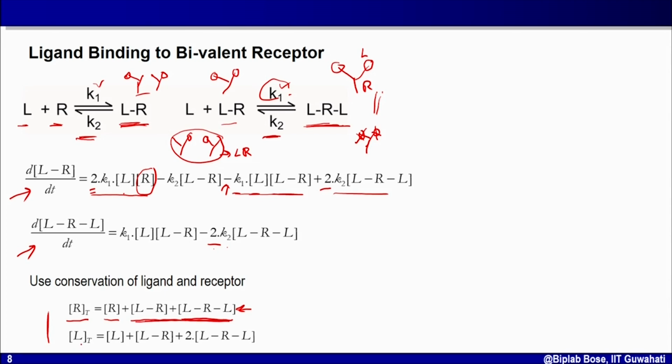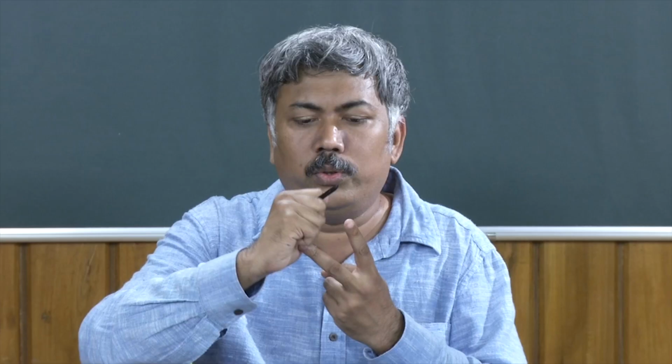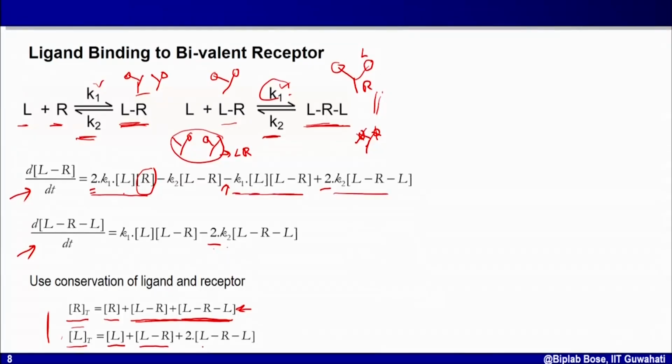Similarly, I am considering total ligand LT to be constant, which is nothing but the summation of free ligand plus LR, the first complex because it has one copy of the ligand, plus 2 into LRL. Remember, LRL is the final complex where two ligands are bound. That means one complex molecule will have two ligands. So the total concentration of ligand consumed by this is 2 into the concentration of this complex, 2 into LRL. So that is the conservation rule.